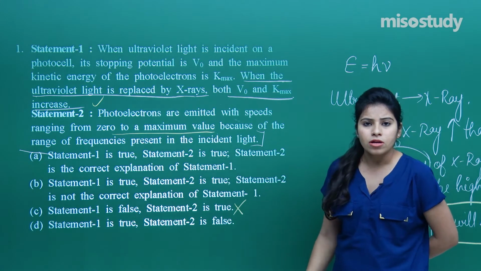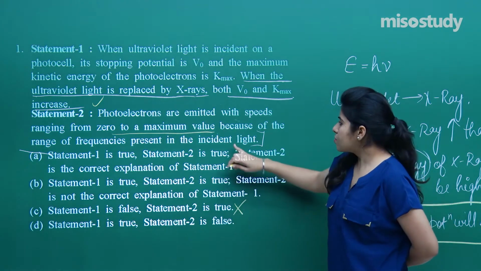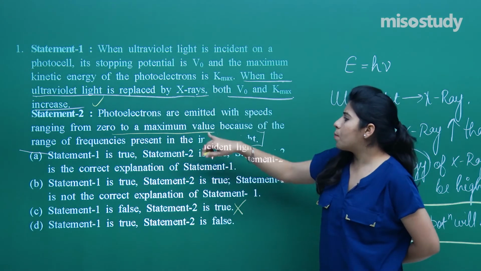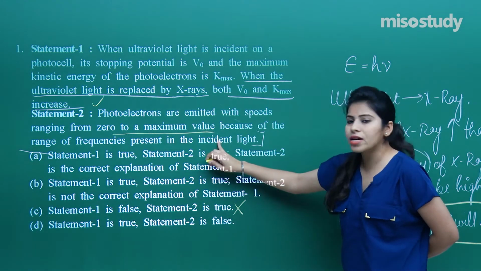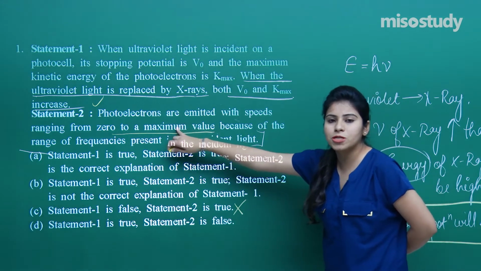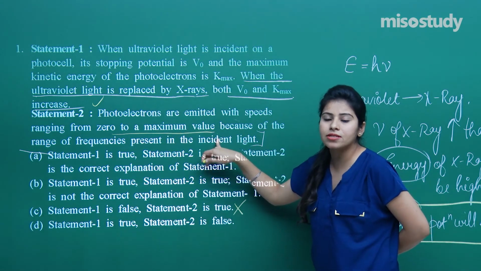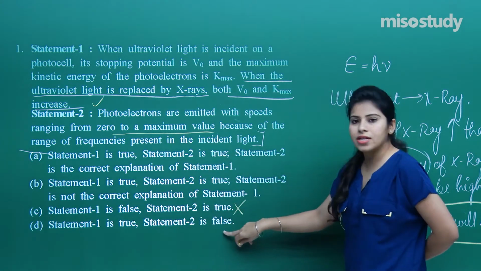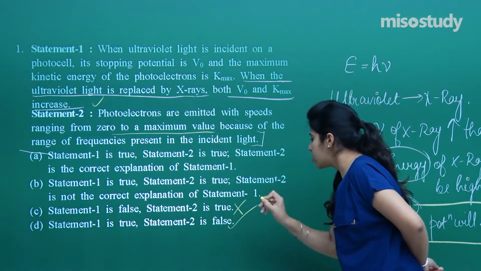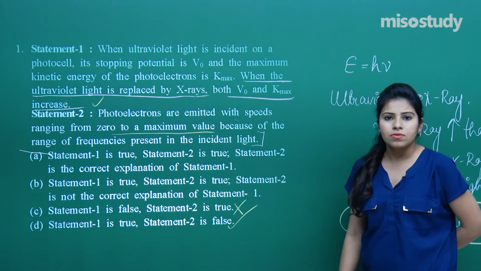and due to which they range from 0 to a maximum value. So we can say that statement 1 is true, but statement 2 is false, because this is not the correct reason for this statement. This is not supporting this statement. So we can write statement 1 is true and statement 2 is false. So this is the correct answer, right?